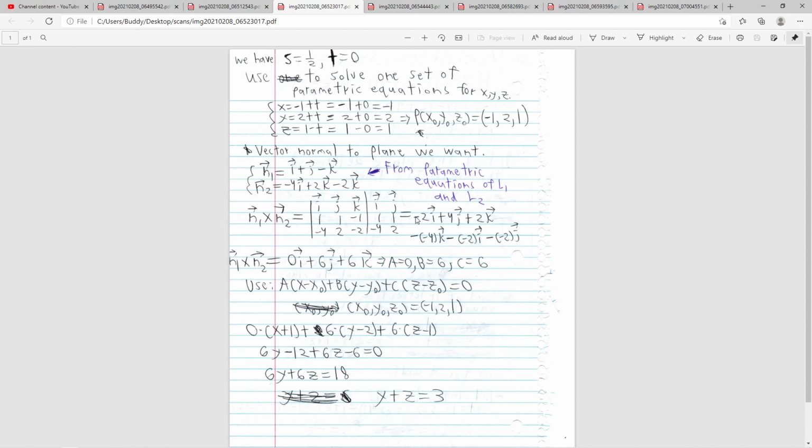It all works out. You get the cross product, 0i plus 6j plus 6k, which means that a equals 0, b equals 6, c equals 6. Then we use our equation of the plane right here, and you just plug in the a, b, c, and the point. It ends up with 6y plus 6z equals 18, but we can simplify that down by dividing by 6 to get coefficients of 1 in simplest form. So y plus z equals 3. You can easily do it at least.